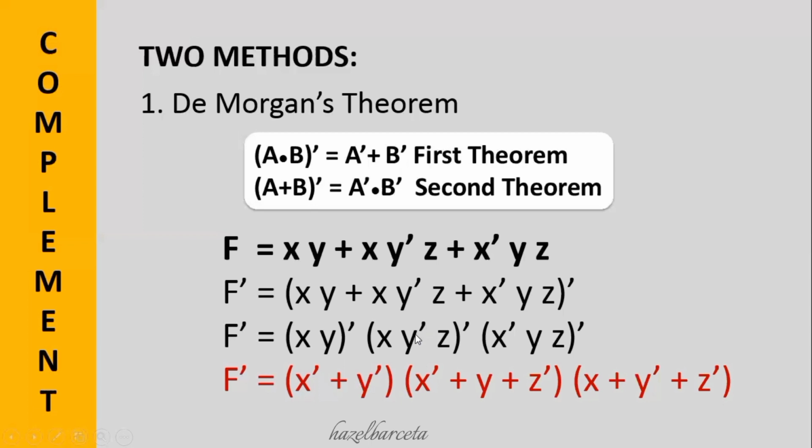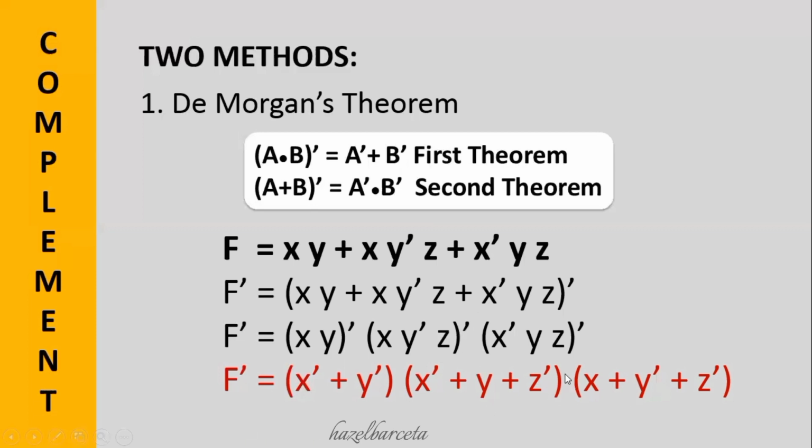Diba ito po ay y prime. Meron pang isa, so double prime. Y double prime is equal to y. Very good. Dahil meron tayong complement law. Okay? Y double prime is equal to y, or a double prime is equal to a. So that is why we have y here.